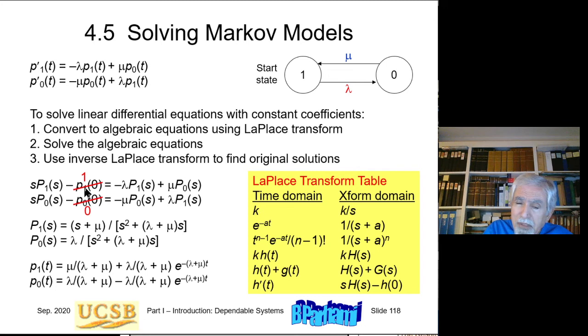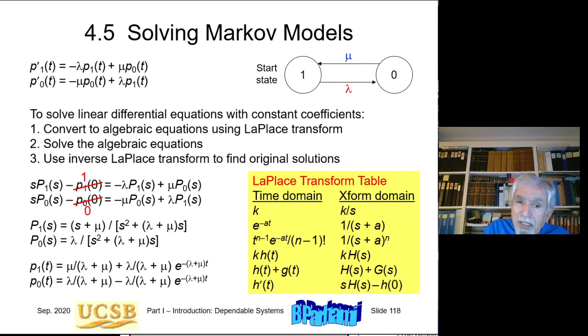And P1 of 0 I know is equal to 1. At time 0, the probability of being in state 1 is 1. And at time 0, the probability of being in state 0 is 0. So those I replace with their values. And then I have two equations with two unknowns, P1 of S and P0 of S. I solve those equations, and I get these solutions. P1 of S is S plus mu divided by S squared plus lambda plus mu, quantity times S. P0 of S is lambda divided by, in the denominator, S squared plus lambda plus mu, quantity times S.